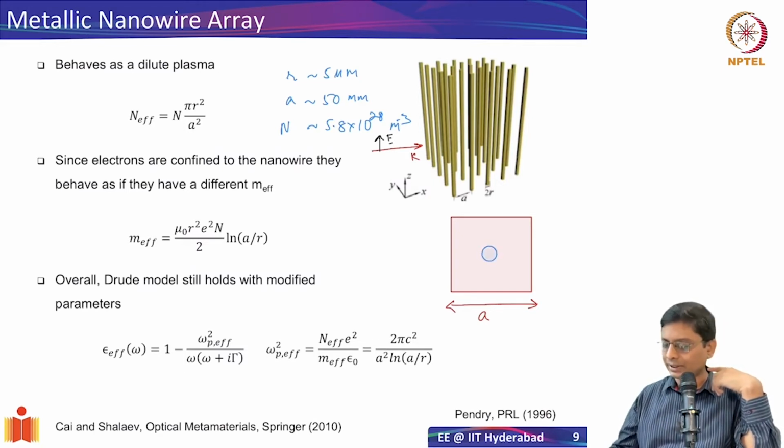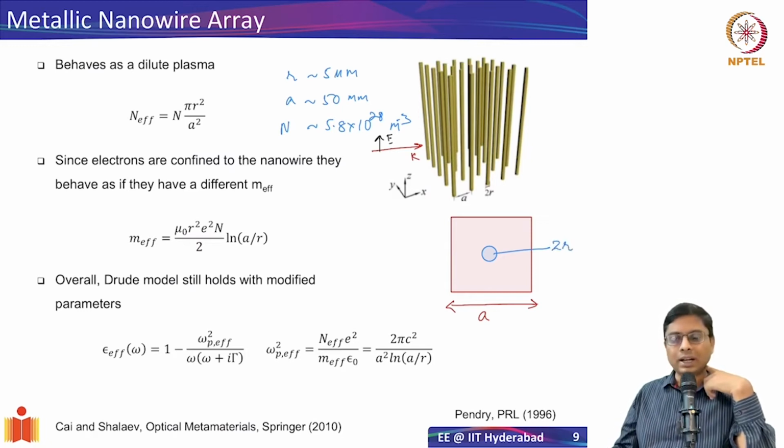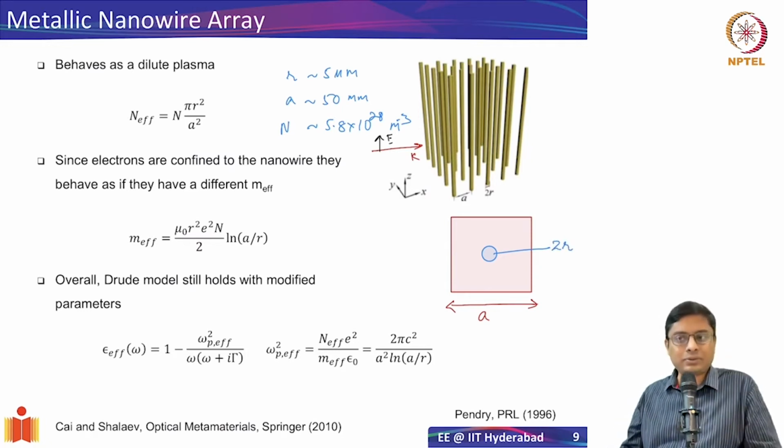So the nanowire has a certain radius, so this will be 2 times r. Okay, so I can define the extent of the area of the nanowire to the area of the unit cell. That I'll call the fill fraction. In this case, there are basically only two materials. Let's say this is aluminum, and this is air. So this is a two-phase medium, we can say, aluminum and air.